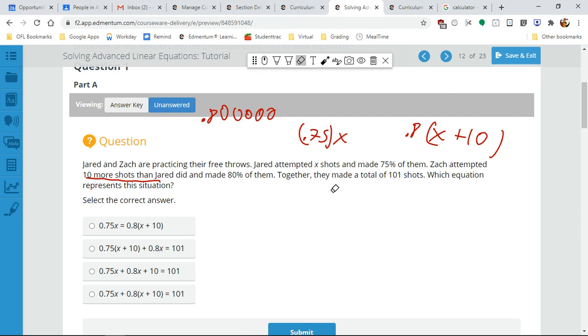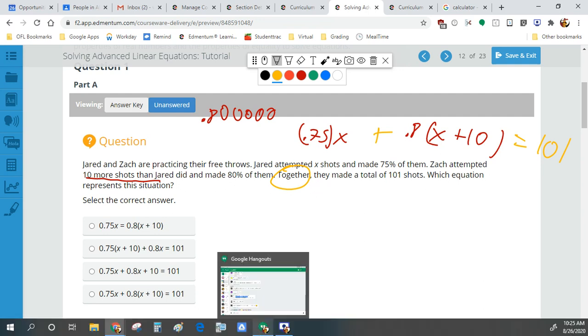All right. So that's when we're going to have this thing here. And it's saying together they made this many shots. Which equation represents it better? So this represents how many Jared actually made: 75% out of the shots he took. And then the other is how much Zach made. And together, this word together means we're going to add them together. And that's going to equal 101.